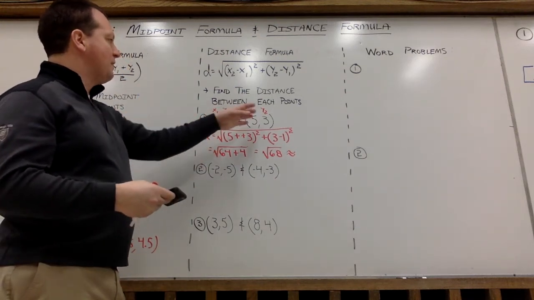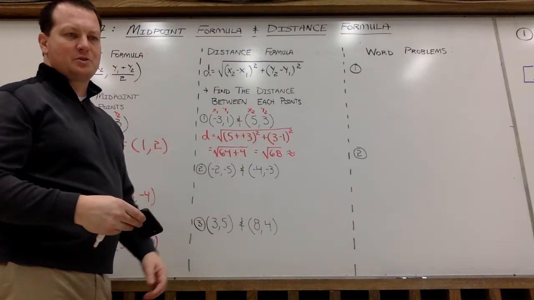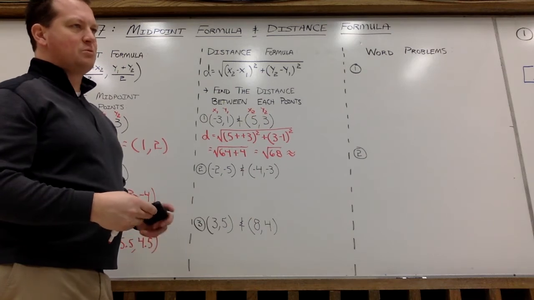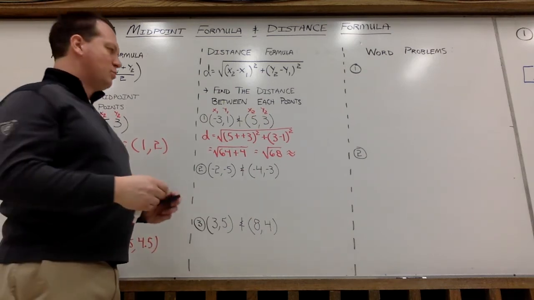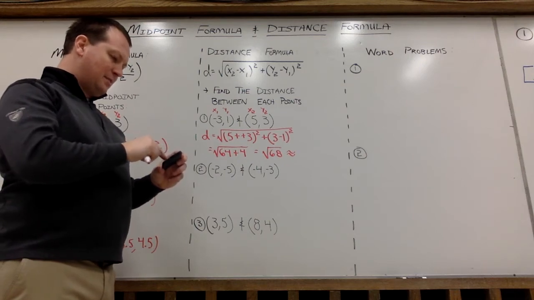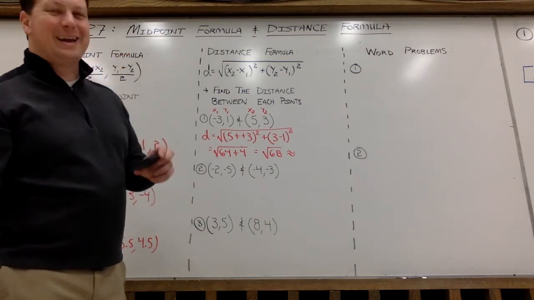Like if you wanted to find the distance, like if you're talking miles or feet, you wouldn't want to tell somebody, it's the square root of 68 miles between these 2 cities. You'd want to approximate and say, well, it's a little bit more than 8, and in fact, it's about 8.25.